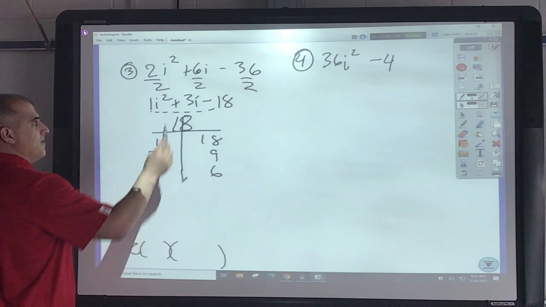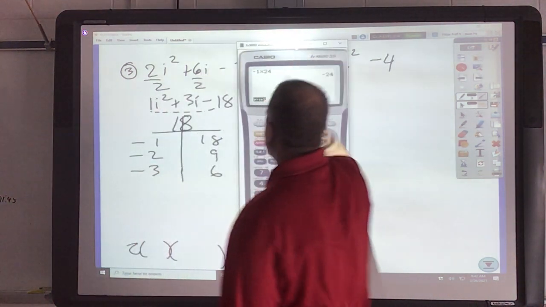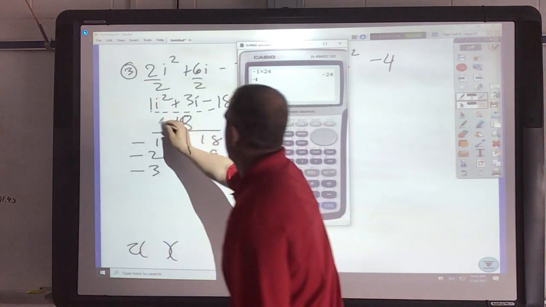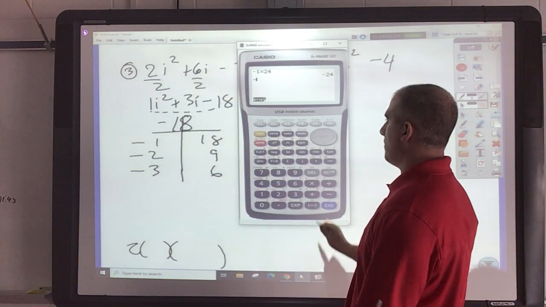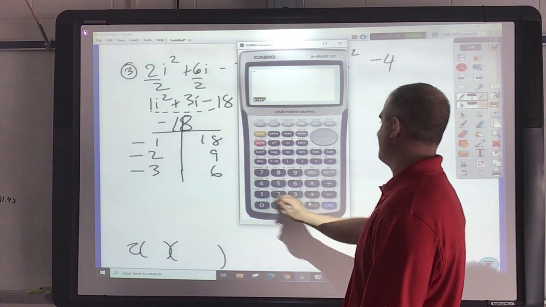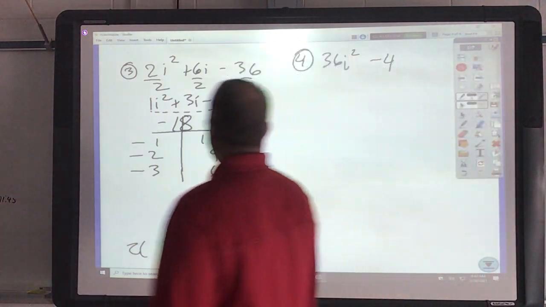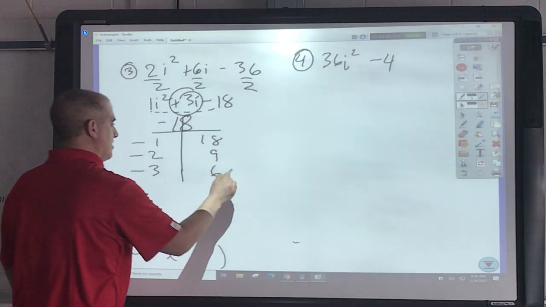Now, since I see negatives, I'm going to try one side being negative. Let's see if it's got to equal negative 18. Let's see if that works out. Negative 1 times 18 is negative 18, which is good. I'm looking for the set that adds up to 3. That would be right here.